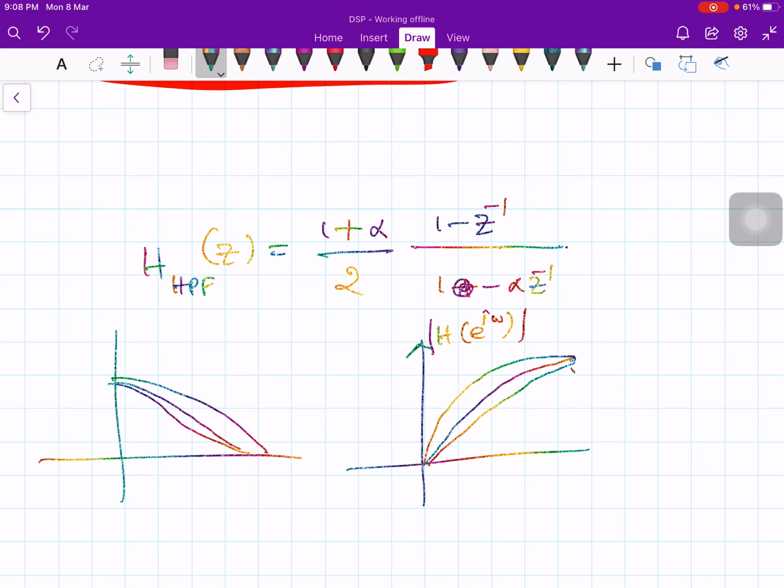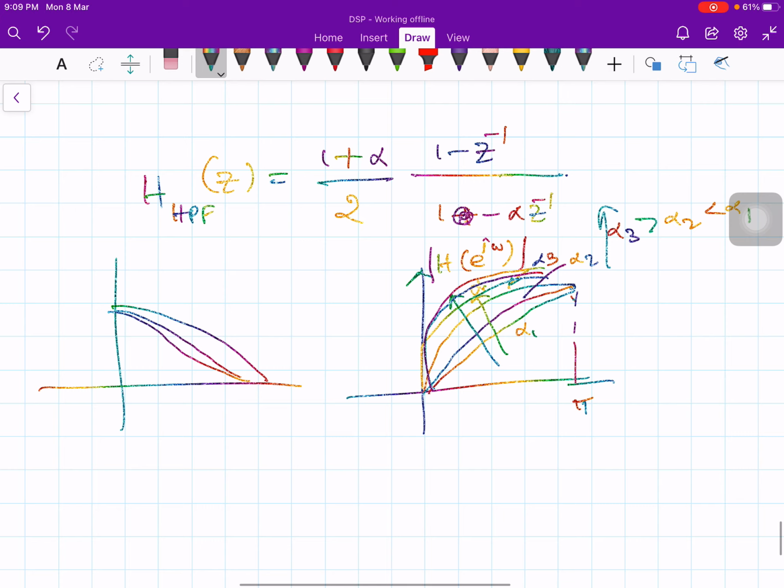If you take magnitude like this, and this point is pi. Now if you vary the alpha in this direction, if you increase the alpha, then your curve will move in this direction. This is for alpha 1, the second curve is for alpha 2, and this curve is alpha 3, where alpha 3 is greater than alpha 2, and alpha 2 is greater than alpha 1. So if you increase the alpha, the curve moves like this, it becomes more and more ideal. So the alpha increases in the upward direction. As alpha increases, the characteristic becomes better and better, more and more ideal.